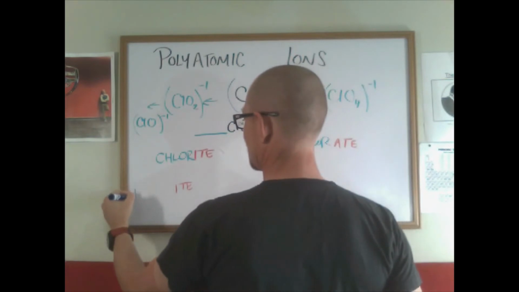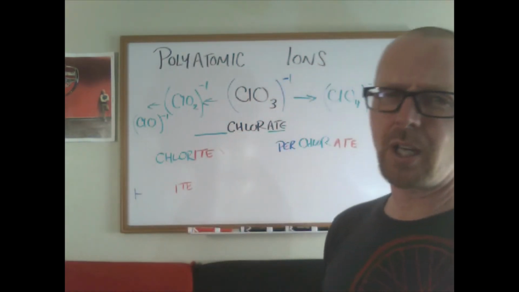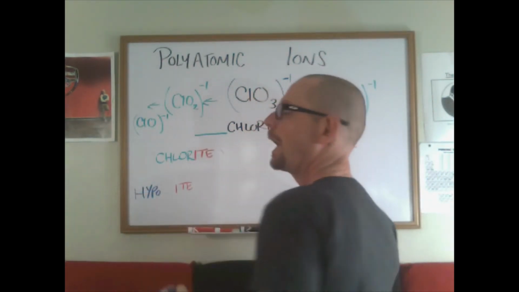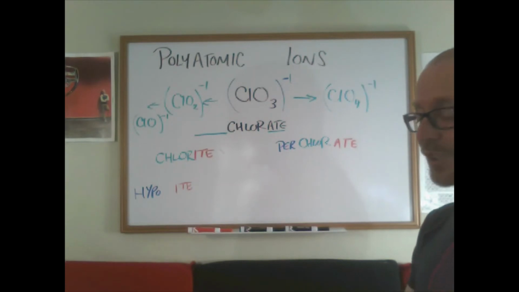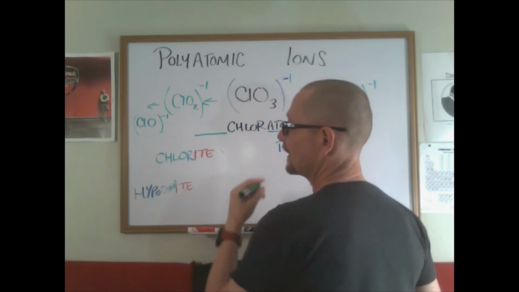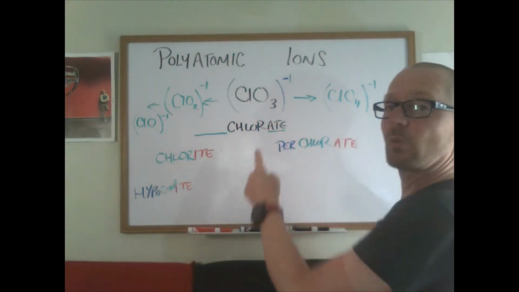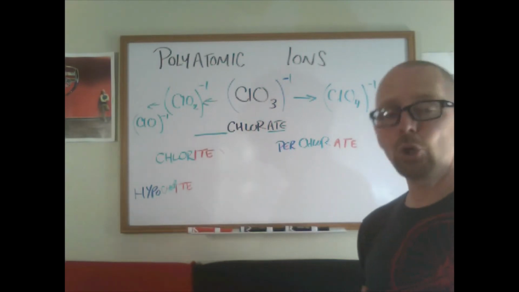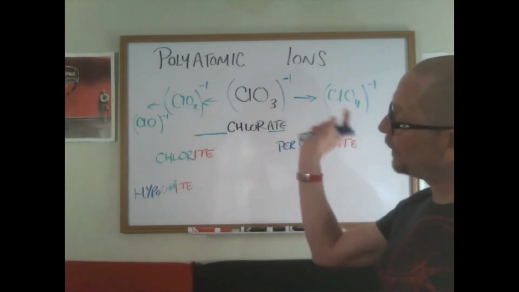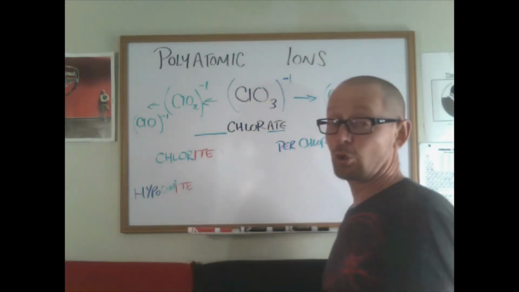hypo. Not hyper, like you can be hypotonic and hypertonic in biology. Hypo is the prefix. Hypochlorite. There you go. So it goes like this. Chlorate, 1 more oxygen, perchlorate. Got a suffix and prefix. Then you can go the opposite direction. Chlorate becomes chlorite. Chlorite becomes hypochlorite.